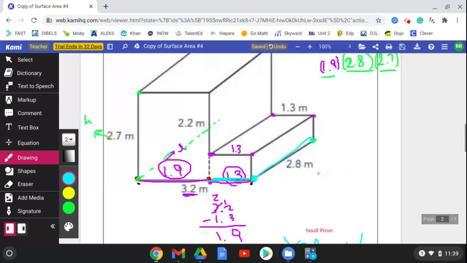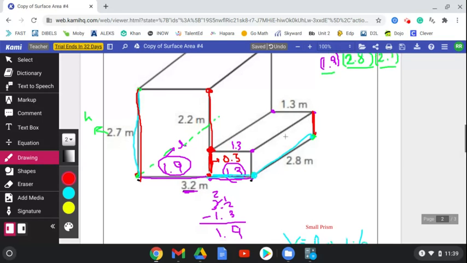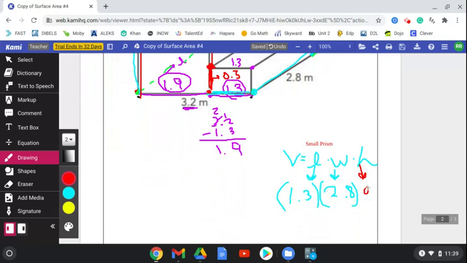And what about the height? The height, we've got to do some work on this one, because we know that from here to here is 2.7, and from here to here is 2.2. So how far would it be from here to here? Well, that would be 0.5, right? Because isn't 2.2 plus 0.5 2.7? And so this right here is 0.5. That is how tall this prism is. So our height is 0.5.